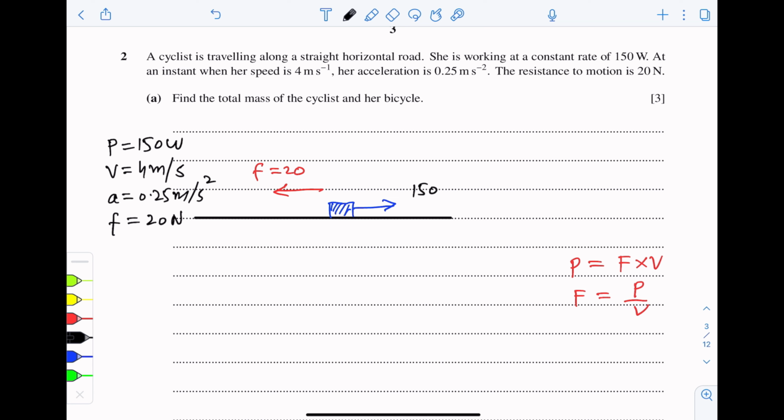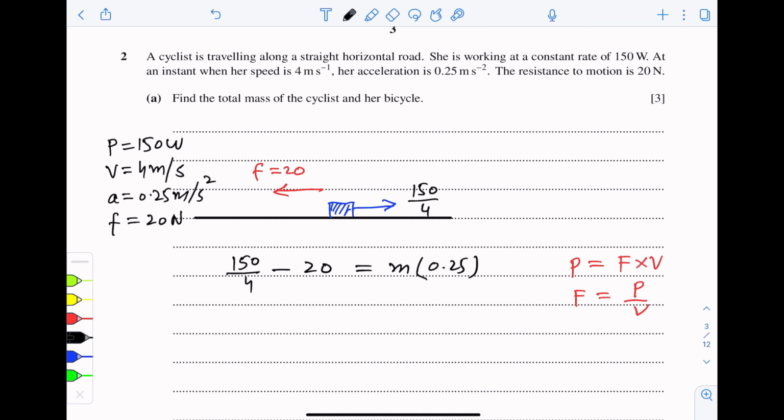Power over speed at this instant is 4. This is the driving force. This is the frictional force, F is equal to 20, opposing the movement of the cyclist. So net force will be, using here Newton's second law of motion, F is equal to ma. 150 over 4, driving force, minus 20 is equal to, this is net force, is equal to m. A is given, that is 0.25.